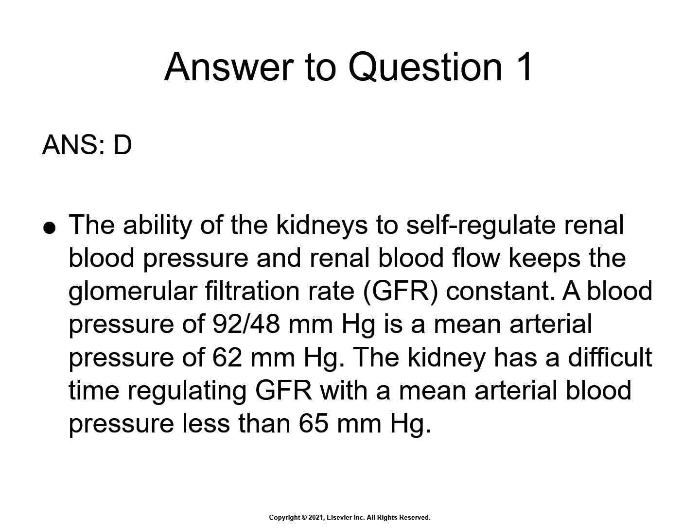Some people, I know, run a low blood pressure. But the kidney has a difficult time regulating the GFR with a mean arterial blood pressure less than 65 millimeters of mercury. Watch your labs.